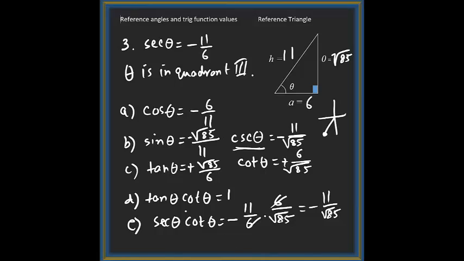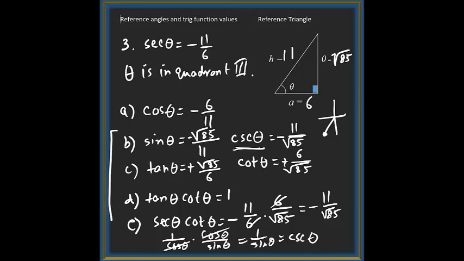This is not difficult to see. First you see secant theta is 1 over cosine theta, and cotangent is cosine theta over sine theta. Cosine cancels out, you get 1 over sine theta, which is cosecant theta, and that's why the answer came out as negative 11 over square root of 85. All right, so these are some verifications, especially from this part, from D. All right, we are done.